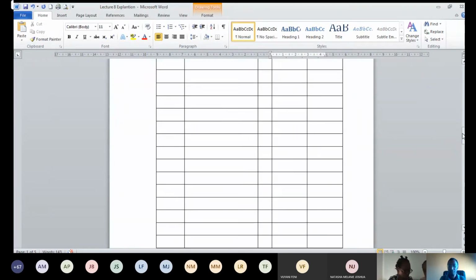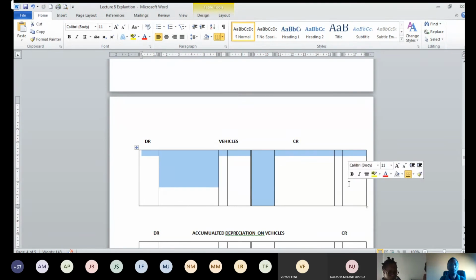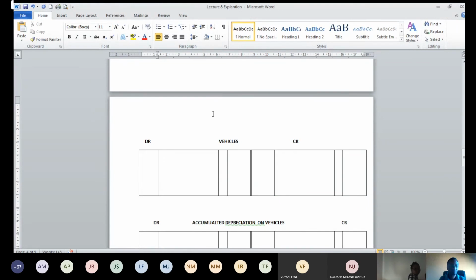Right, guys, let us first of all take a look at the information that we've got. As far as our ledger account is concerned, on the 1st of January 2017, our vehicle account started off with an opening balance, and all our vehicles together was the amount of 360,000 rand.